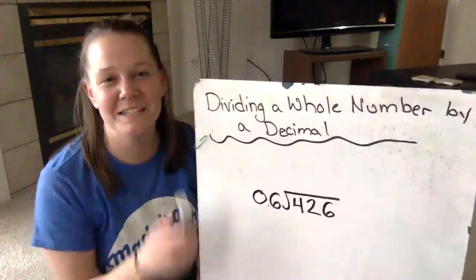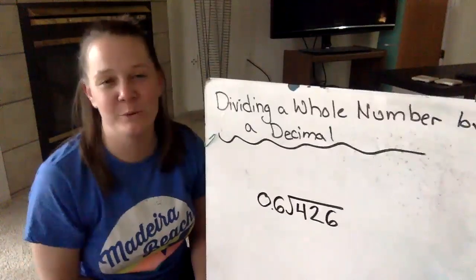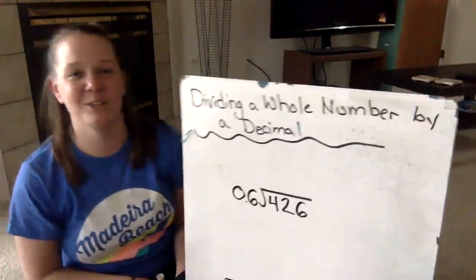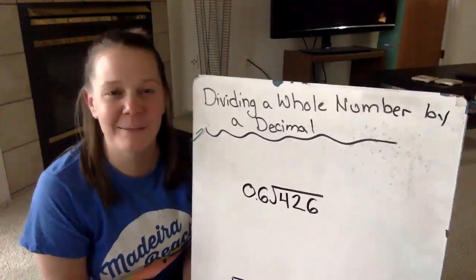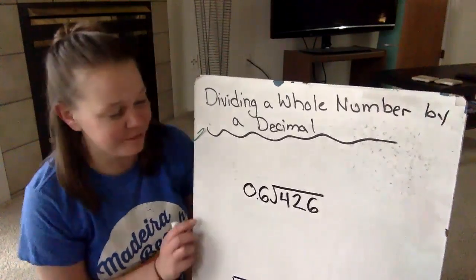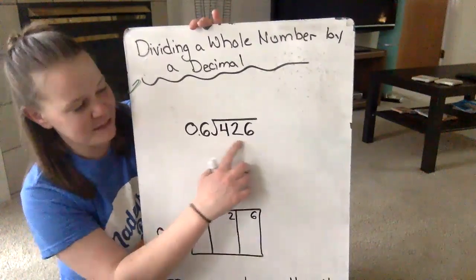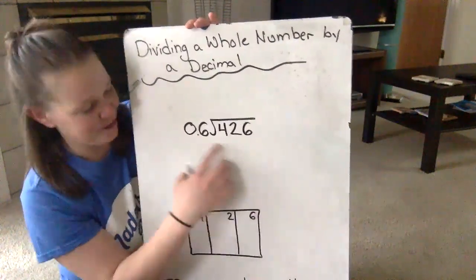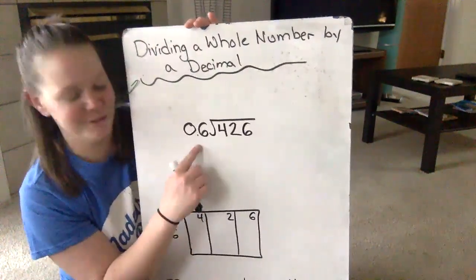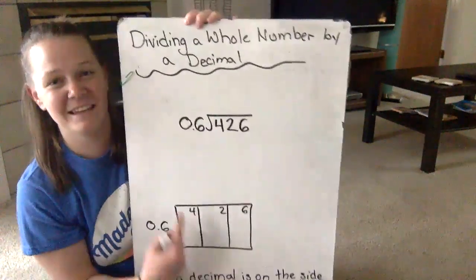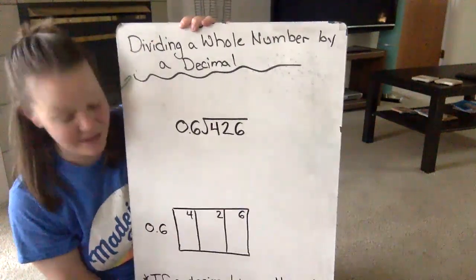So today we're going to be dividing a whole number by a decimal. Last video you did the opposite. You had a decimal and divided it by a whole number, and now those numbers have flipped. If you look at our first example here, you'll notice that there's a whole number inside the house and a decimal on the outside, okay? And I have it set up in box method as well.